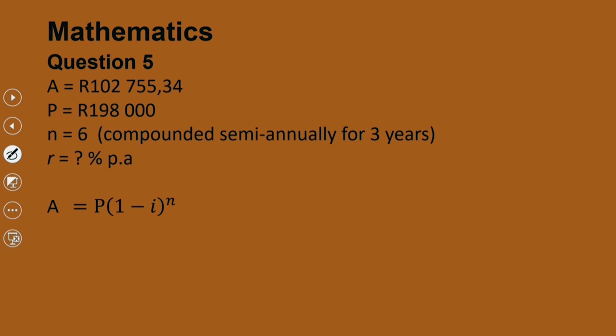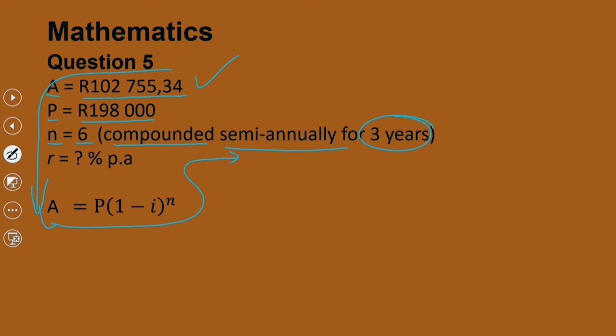Now we can proceed and look at the given information. Remember, we had been given A as being equal to 102,755.34. And remember what I said, this whole information here is step number 1. You need to write down this information first before attempting the question. So what do we have? P is equal to 198,000. N is equal to 6, compounded semi-annually for 3 years.